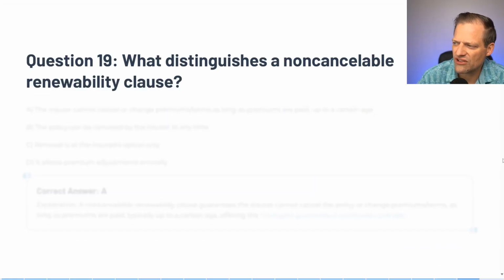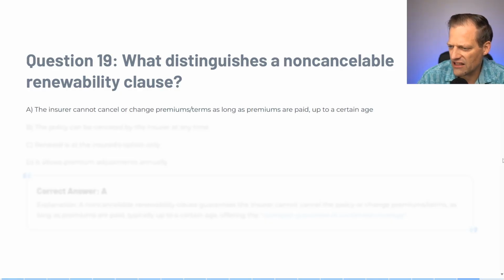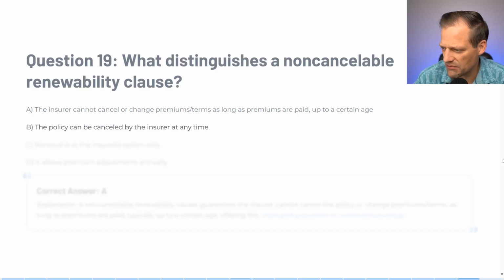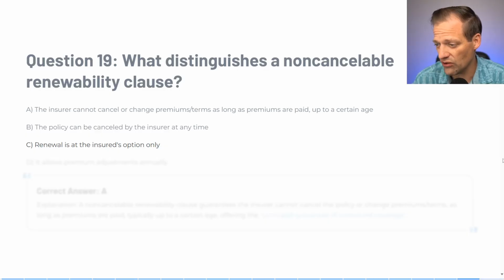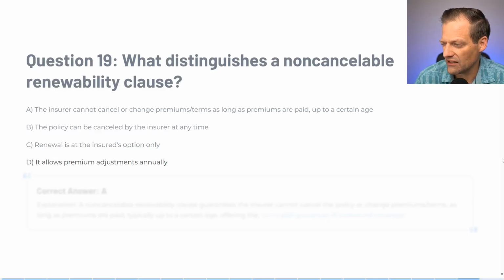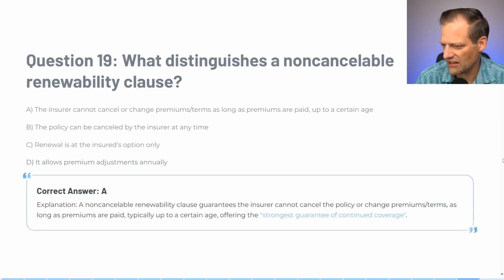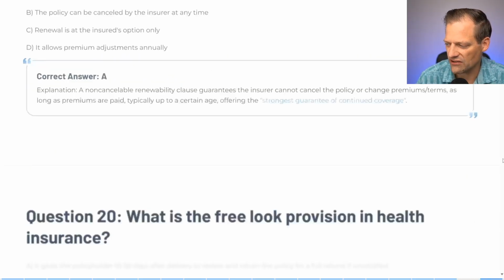19, what distinguishes a non-cancelable renewability clause? A, the insurer cannot cancel or change premiums or terms as long as premiums are paid up to a certain age. B, the policy can be canceled by the insured anytime. C, renewal is at the insured's option only. And D, it allows premium adjustments annually. So again, non-cancelable means you can't cancel it, and it guarantees the insurance. So it's A, can't cancel the policy or change premiums or terms as long as premiums are paid, typically up to a certain age.